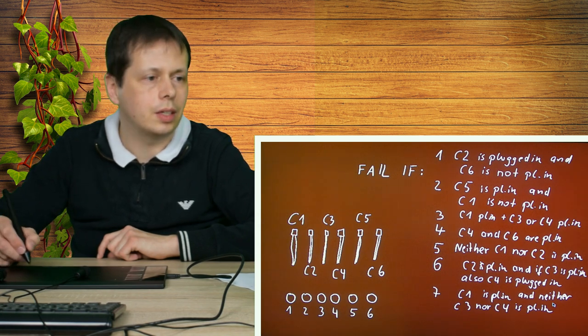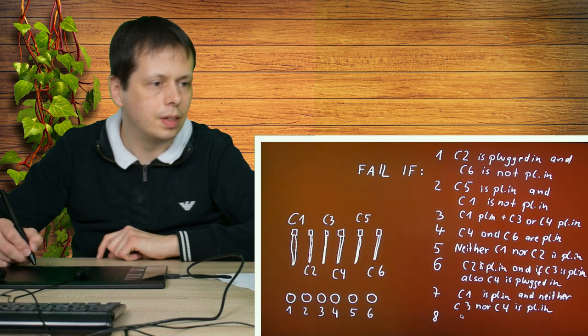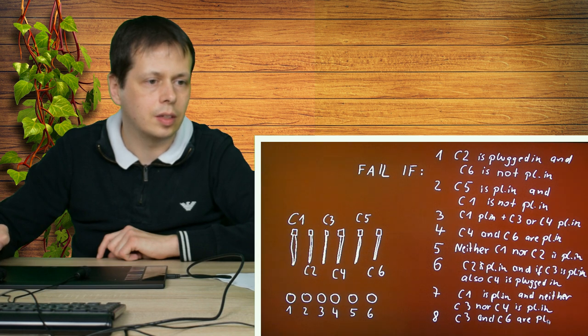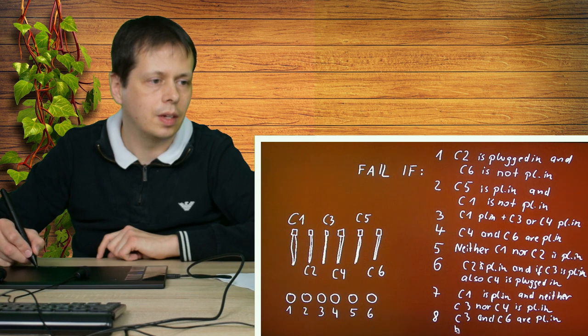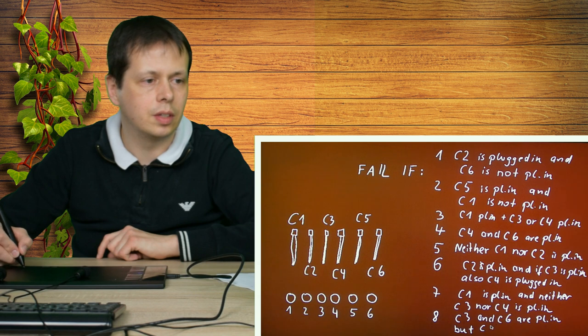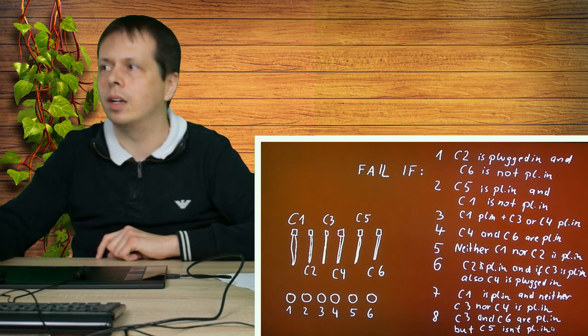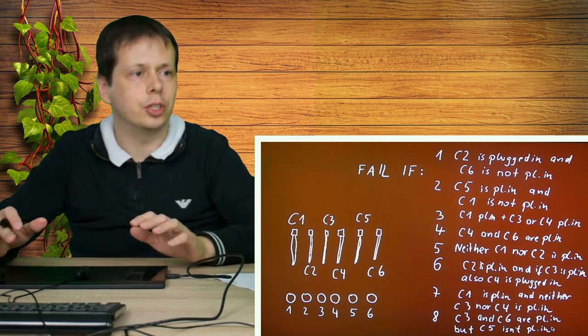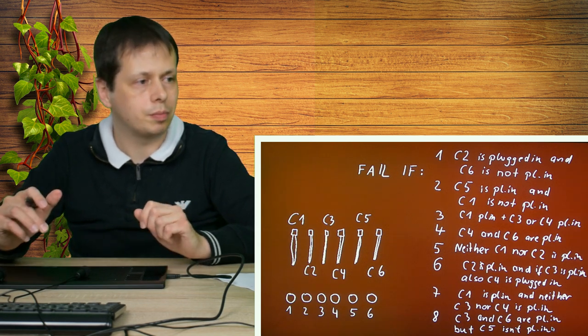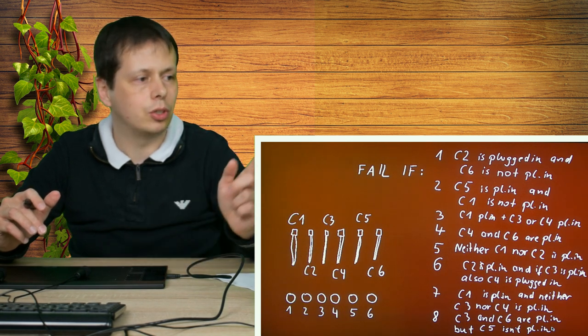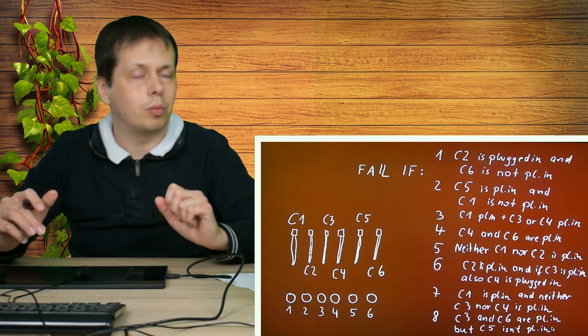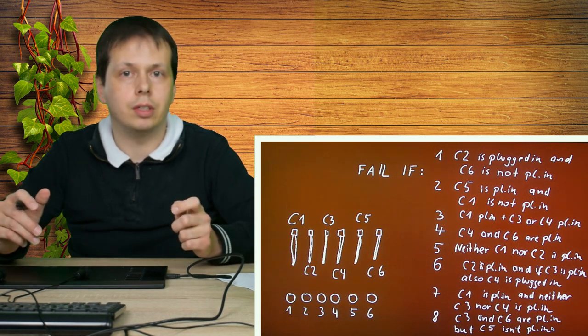Okay, so the last condition for fail is cable 3 and cable 6 are plugged in, but cable 5 isn't plugged in. Okay, so these are the conditions for fail, and there's one combination of 1, 2, 3, 4, 5, 6, plugged in or not plugged in, where the connectivity works.